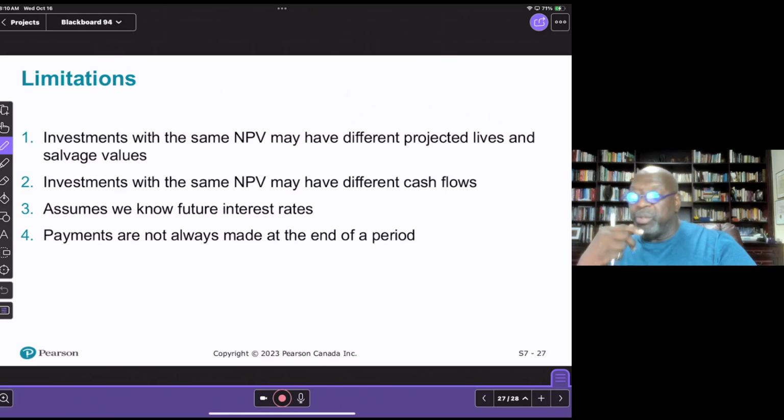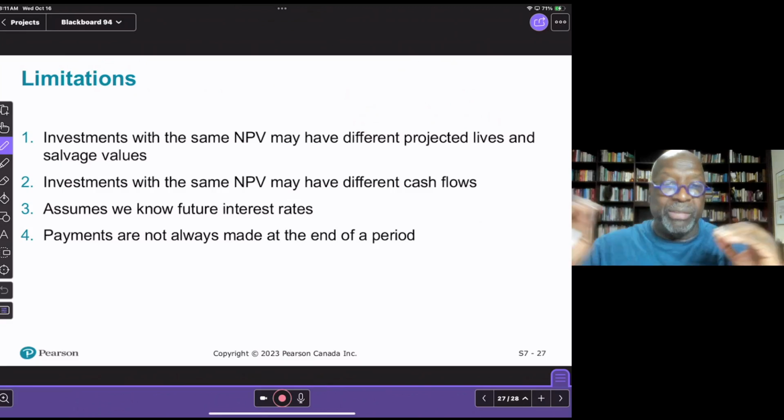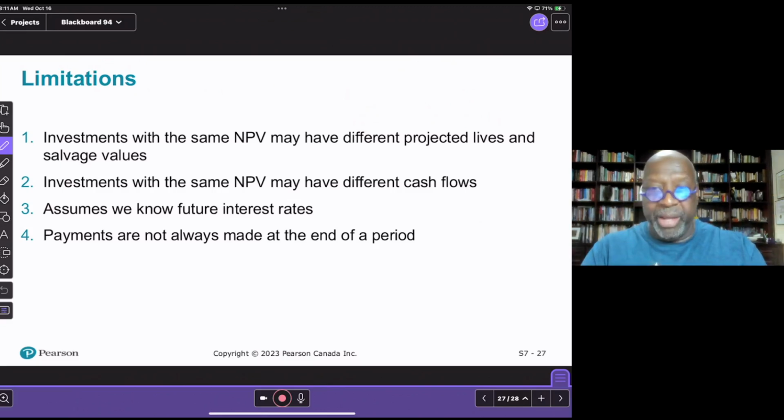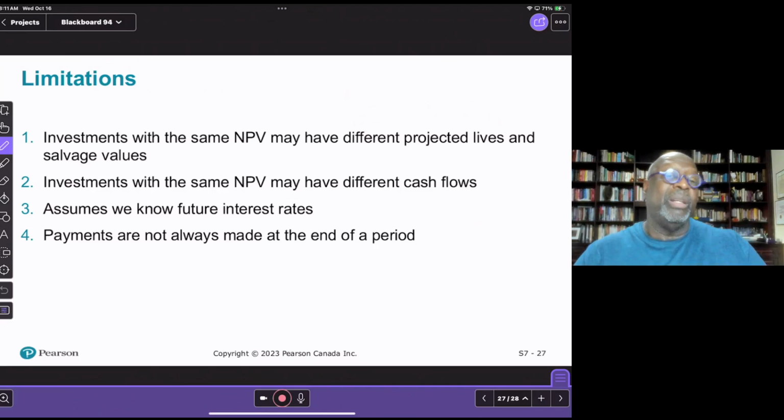Limitations in making those decisions around investments is that sometimes you could have an investment with the same NPV, but their projected lives can be different. So you have to think about that, and also the salvage values. In some cases, they may have different cash flows, and one cash flow might be preferable to another. So you want to look at the cash flow stream to see which one is better.